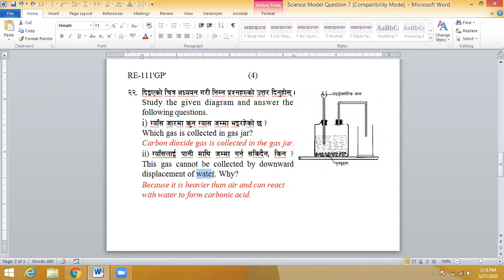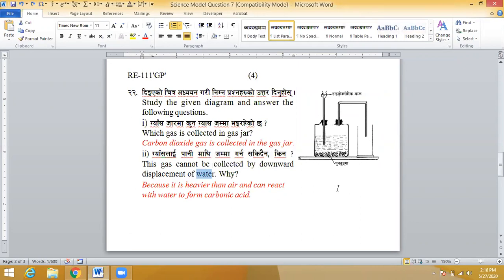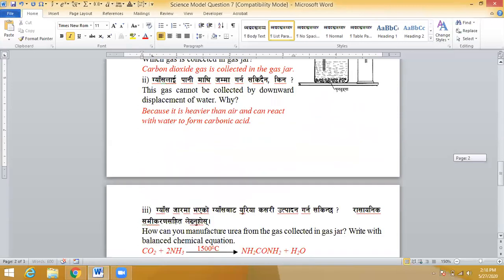The second thing is water. Why is there no water inside this gas jar? It is very simple, because if we put water in here, the CO2 gas which we are trying to collect will react with the water, because we know that CO2 gas can react with water and it will form carbonic acid. It will form H2CO3. So I can show you the reaction also. I think I have not shown the reaction here, but I have.